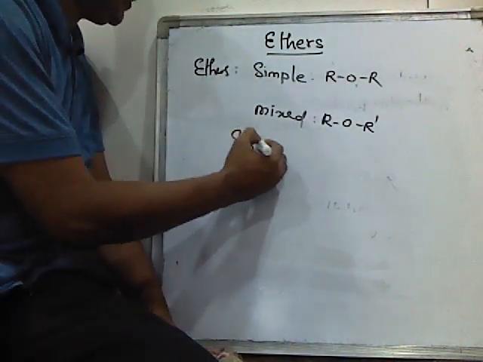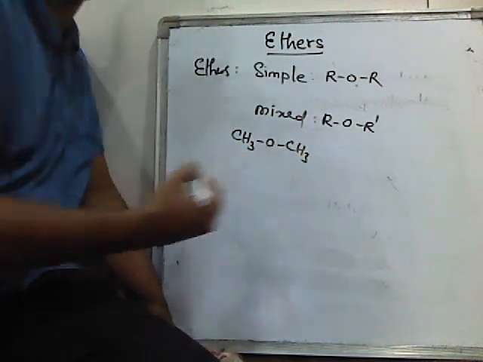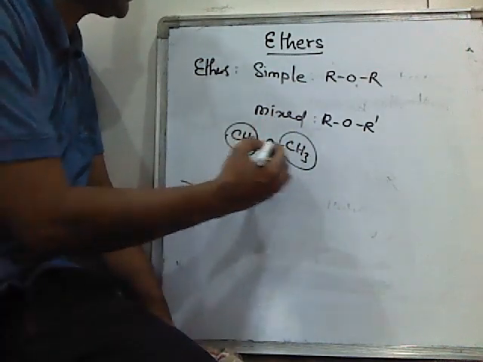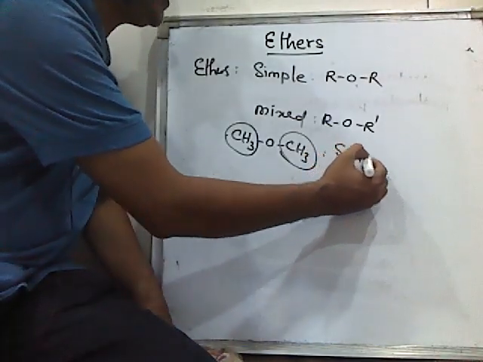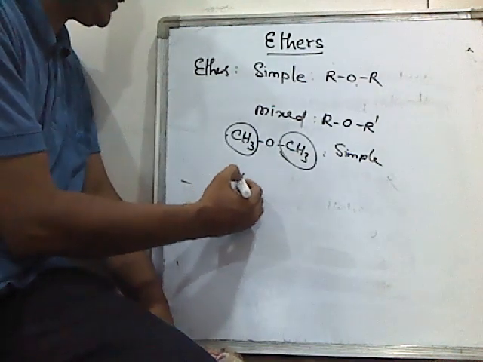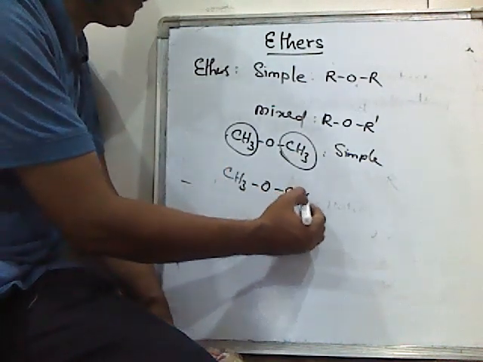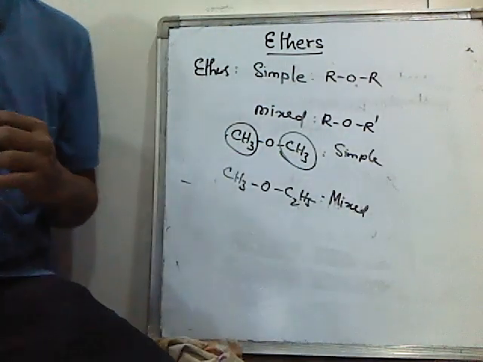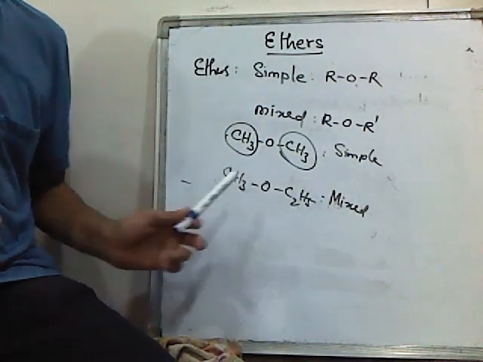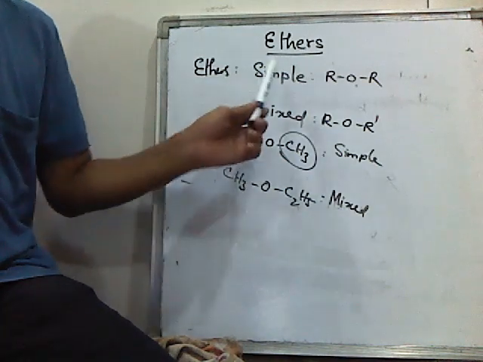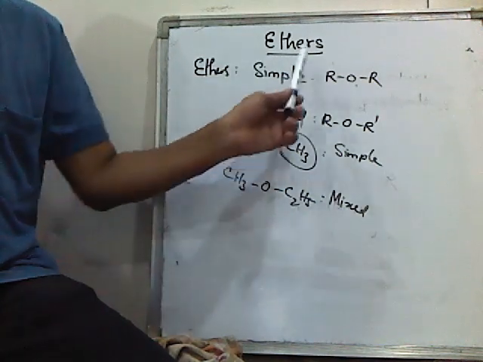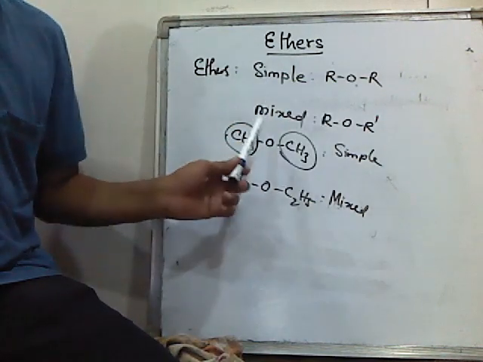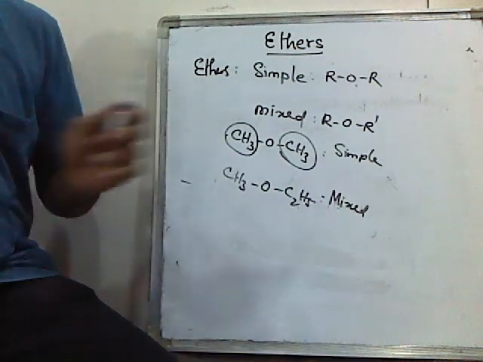For example, if you take CH3OCH3, both alkyl groups are the same, that's why it is a simple ether. Suppose you take CH3OC2H5, this is a mixed ether, because two different alkyl groups are present. So ethers are classified into simple and mixed ethers. If the same alkyl groups are present, it is a simple ether. If two different alkyl groups are present, it is a mixed ether.